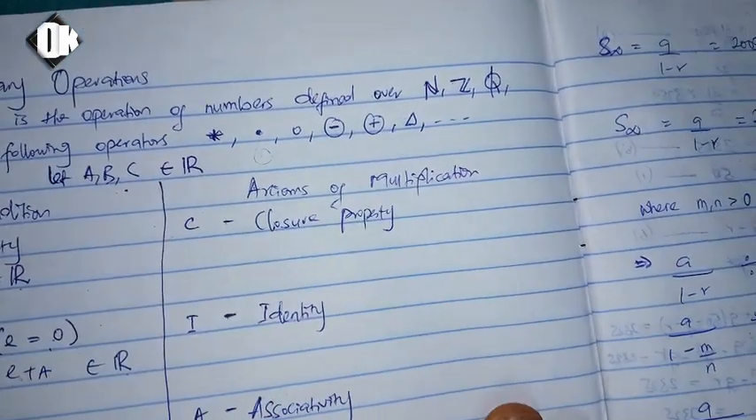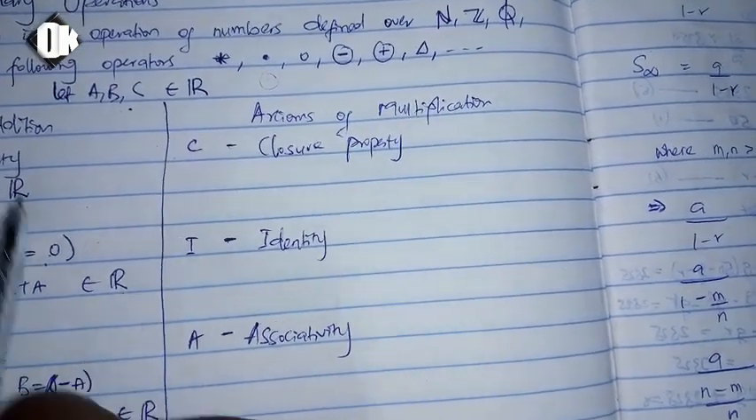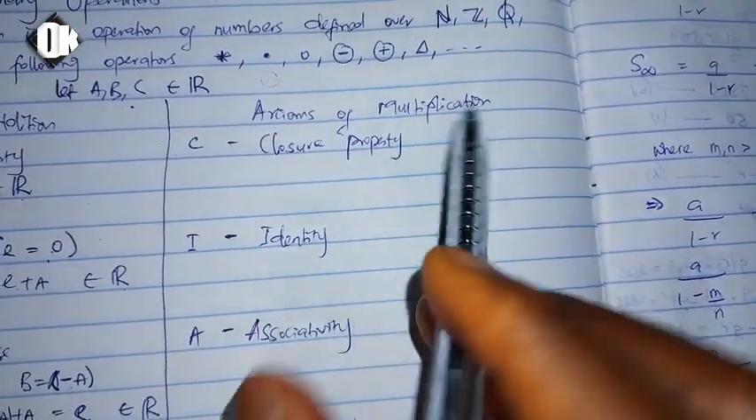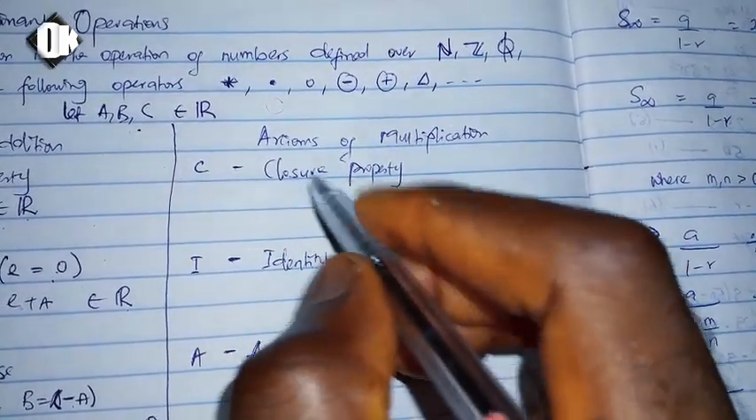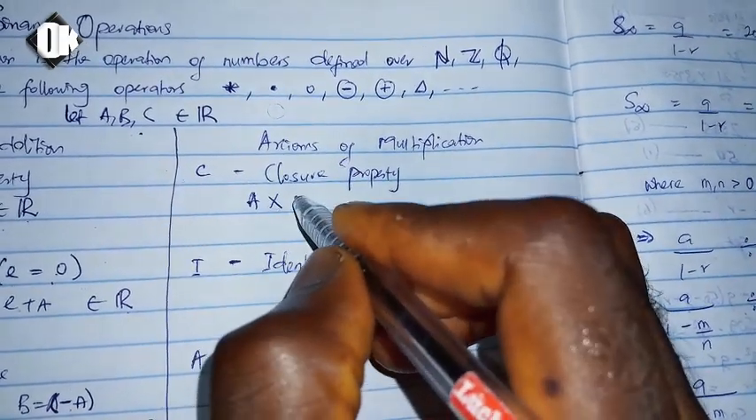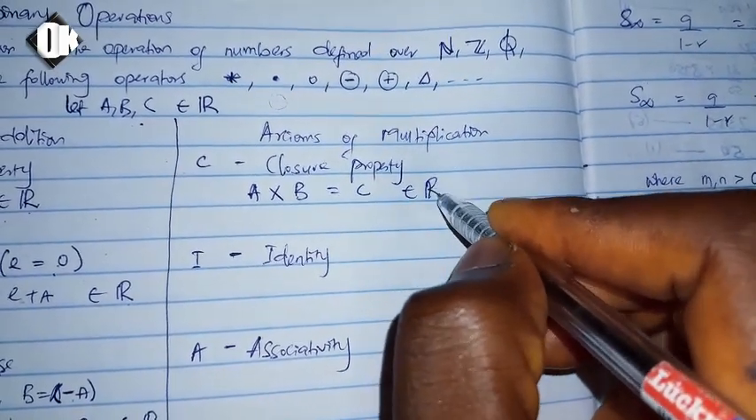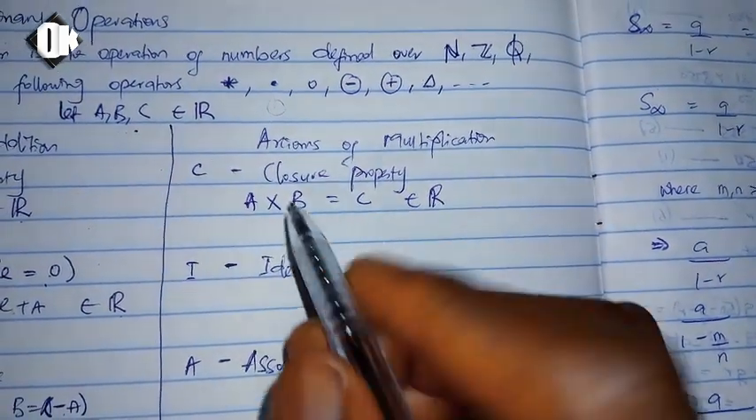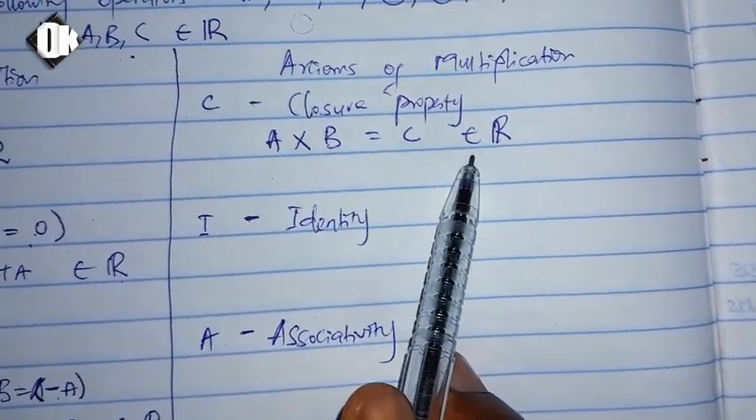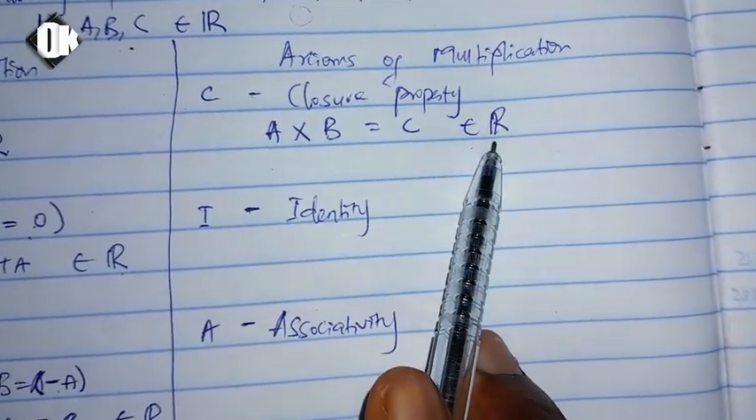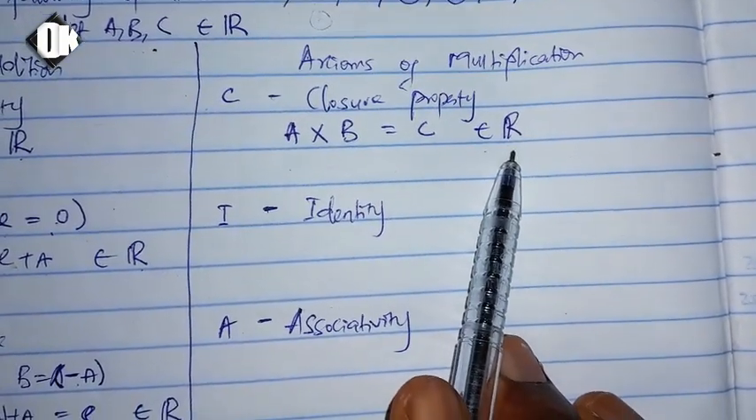Now, straight to axioms of multiplication. What do we have? For the closure property, just like we had for addition, now for multiplication, A and B and C being defined as elements of the set of real numbers, it implies that A times B must be equal to C. Everything must come from my set of real numbers. So if I have 2 times 3, which is equal to 6, they must all come from the set of real numbers. That is, 2 is an element of real numbers, 3 is an element of my set of real numbers, and 6 also is an element of my set of real numbers, which is very true.